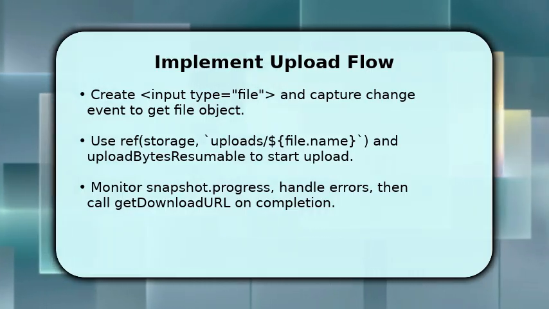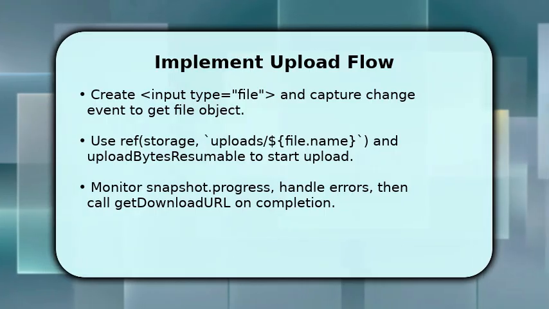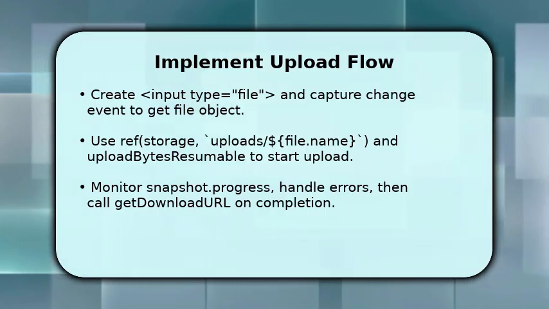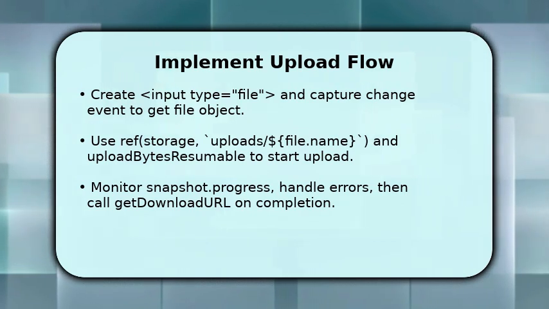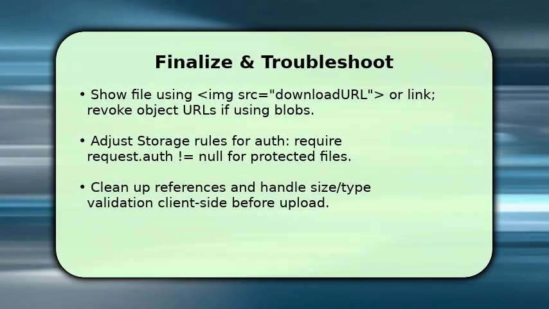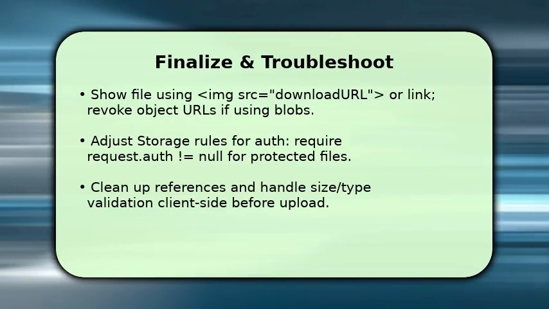When the task completes, call getDownloadURL(ref) to obtain a public URL you can save. You finish by displaying the returned download URL in an img or anchor so users see their file immediately. Revoke object URLs when using createObjectURL to avoid leaks.